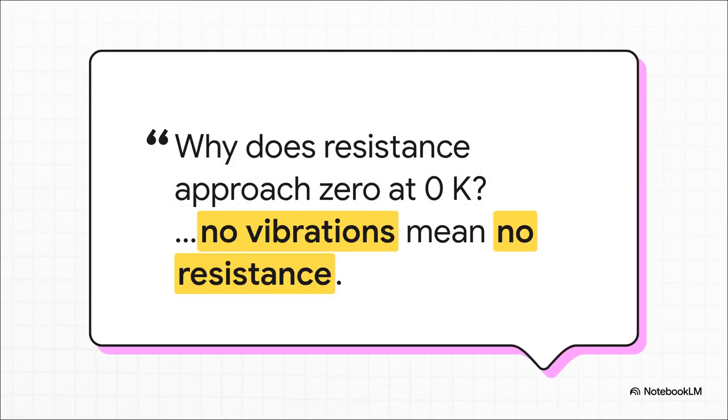So let's follow that logic. If that line is perfectly straight, where is it headed? It points directly to zero resistance, at 0 Kelvin. And that just makes physical sense, right? If resistance is just electrons bumping into jiggling atoms, what happens when the atoms stop jiggling? The path becomes clear. As our source puts it, no vibrations mean no resistance.